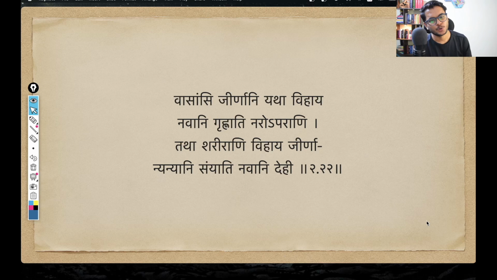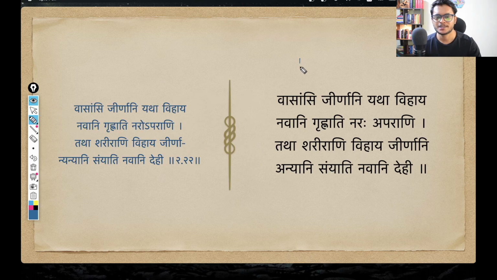Okay, so this is the shloka. Let me go through the shloka once. Vasamsi jirnani yatha vihaya navani grihnati naroparani, tatha sharirani vihaya jirnani anyani samyati navani dehi. Okay, so this is the shloka, and this here, of course, is the Sandhi Vichcheda version of the shloka.